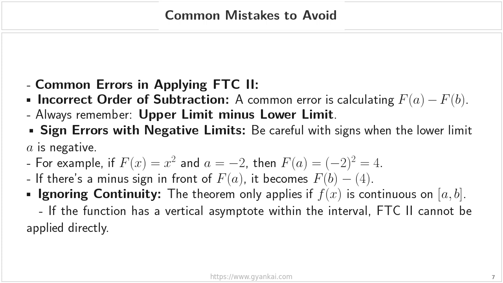If there's a break in the graph, like a vertical asymptote, which is a place where the function goes to infinity, within that interval, you can't directly apply the second FTC. You need to split the integral into pieces around the discontinuity. We'll cover more complex scenarios like that later, but for now, just remember this condition.